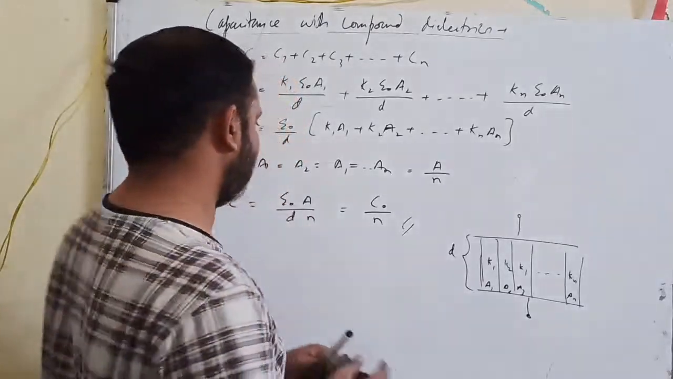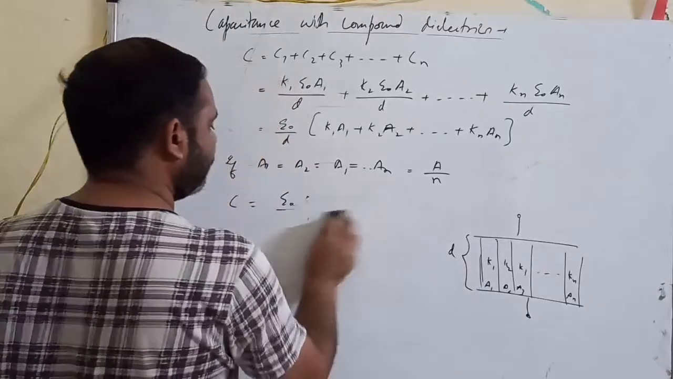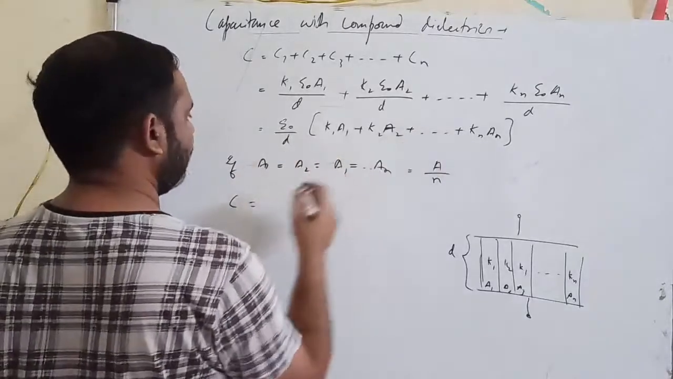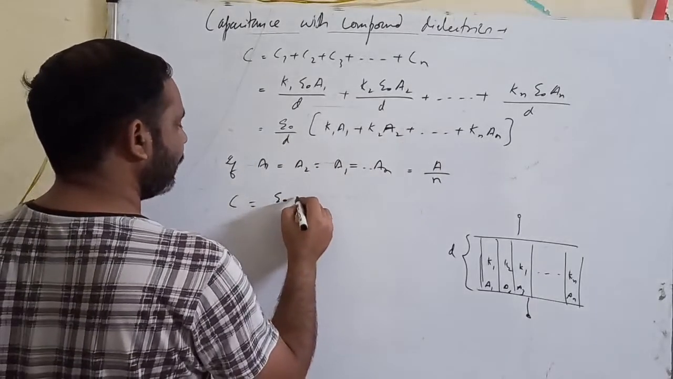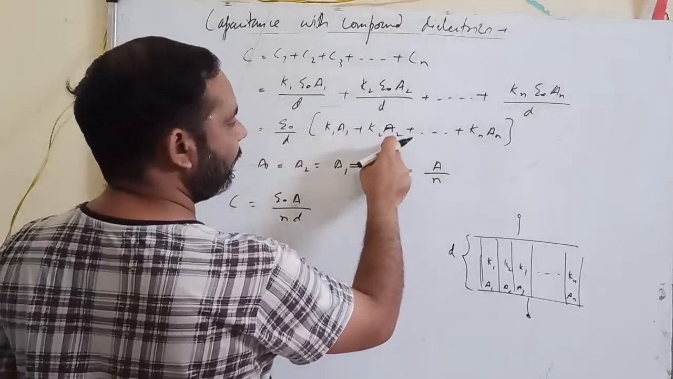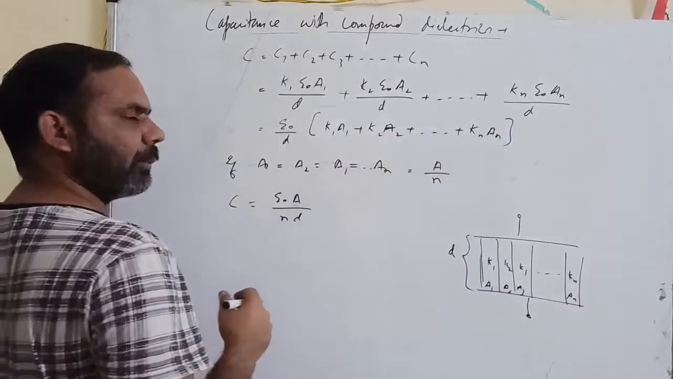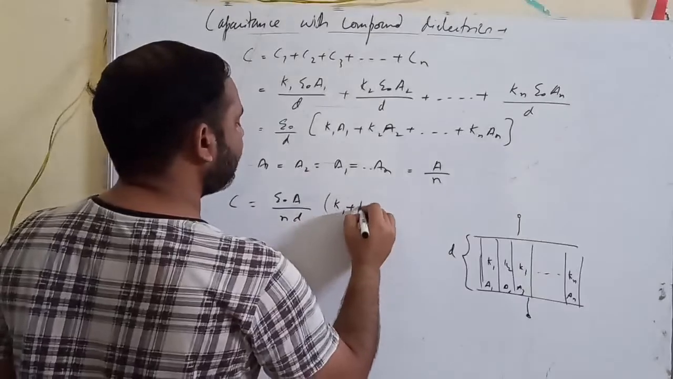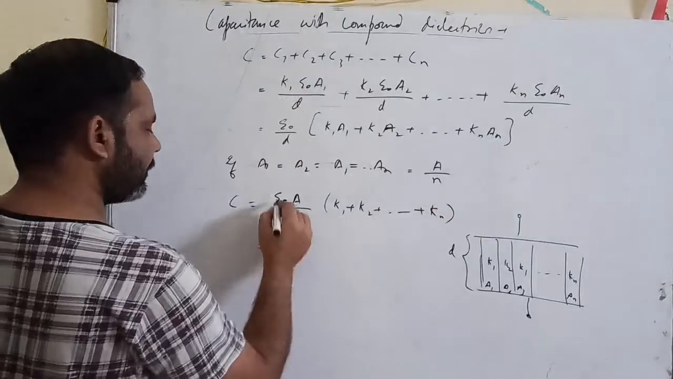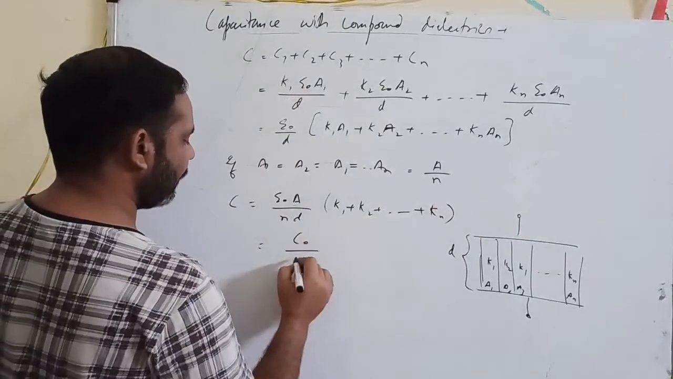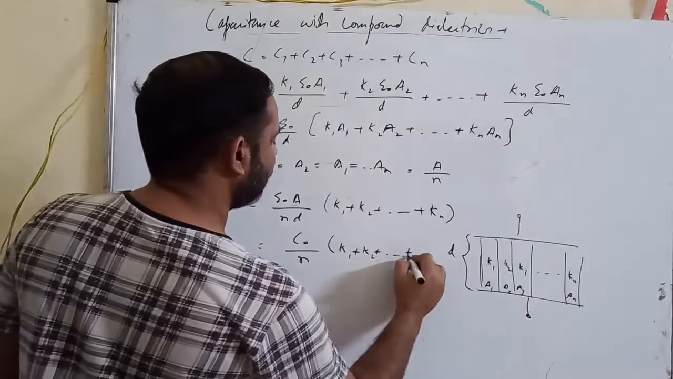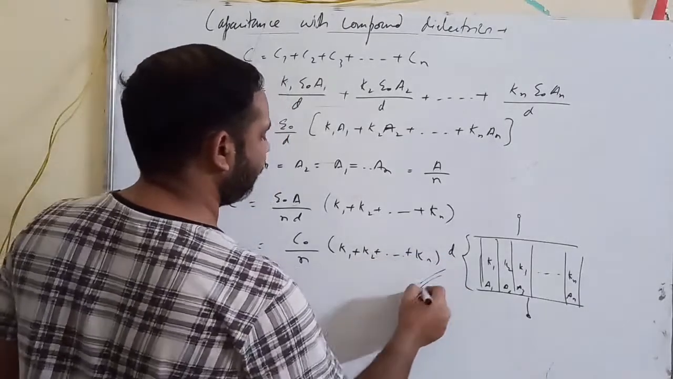Just a minute. I will change this value. Sorry, it will be like this. We have to replace it here. Epsilon naught A upon N D. You can take that A upon N common and it will be K1 plus K2 plus Kn. Now this epsilon naught A upon D is C naught, so the result is C naught upon N times K1 plus K2 plus Kn.